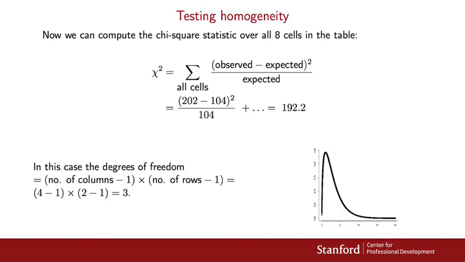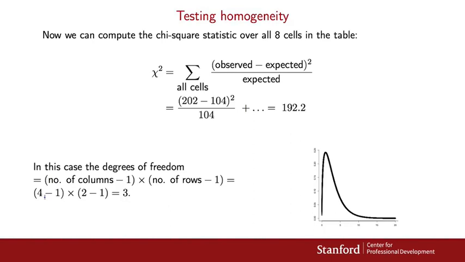Again, we have to compare this number to a chi-square distribution, but the degrees of freedom in this case are different. The degrees of freedom is given by the number of columns minus 1 times the number of rows minus 1. So we had 4 ticket classes, so we had 4 columns, so 4 minus 1 is 3. And then we had 2 rows, 2 minus 1 is 1, so the degrees of freedom is the product of 3 and 1, which is 3.